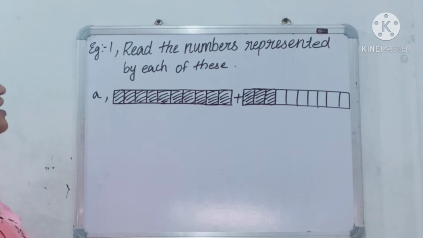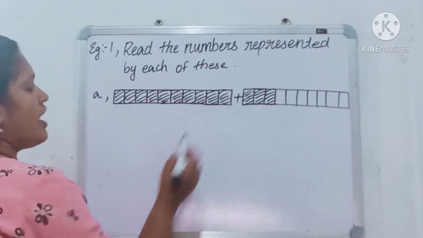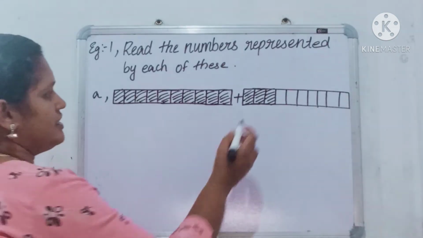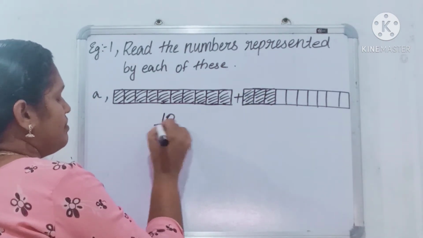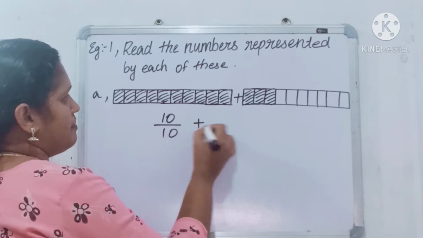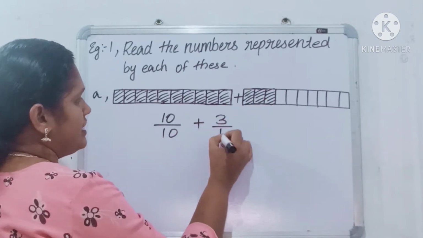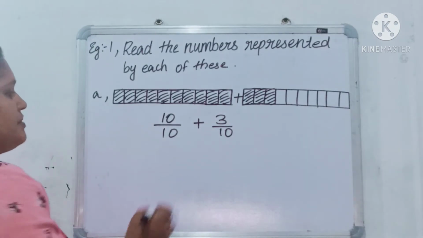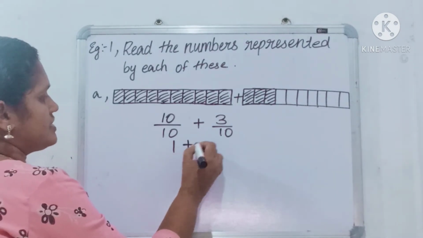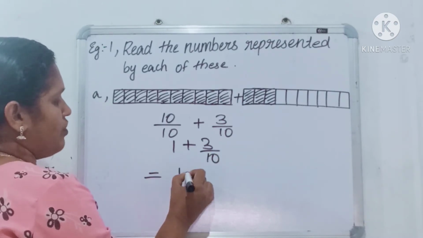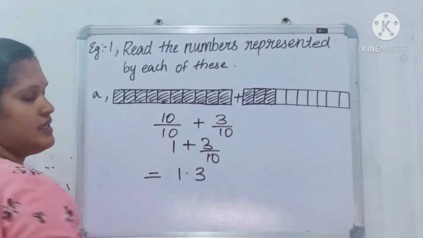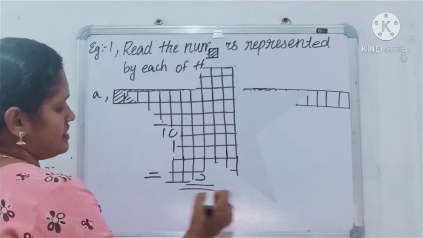Example 1. Read the numbers represented by each of these. First one, 10 parts out of 10 shaded. Here 3 parts out of 10. We can write 10 by 10 plus 3 by 10. 10 by 10 means 1. 1 plus 3 by 10 equals 1.3. 1.3 is the answer.